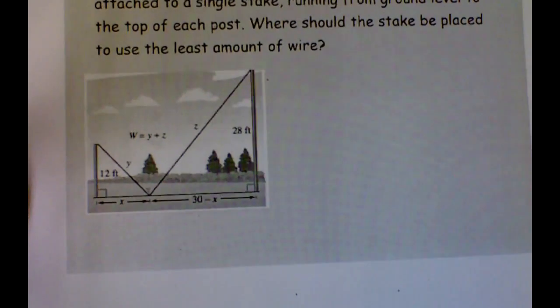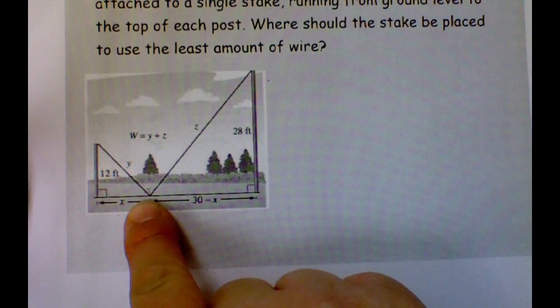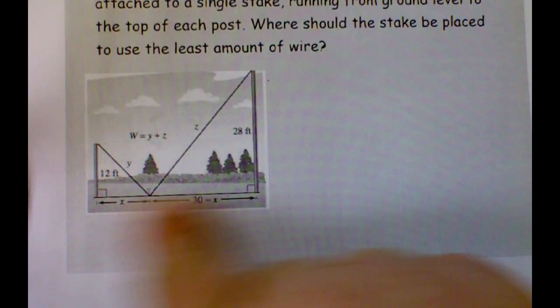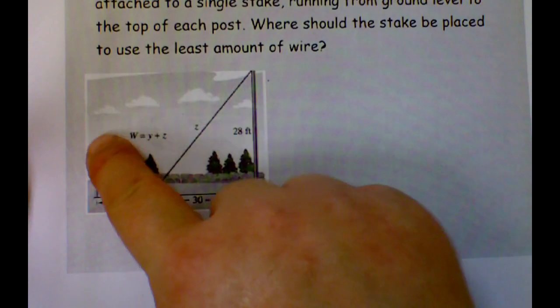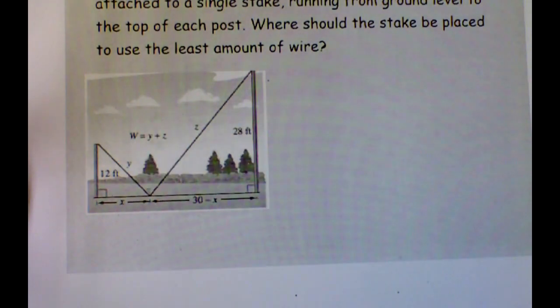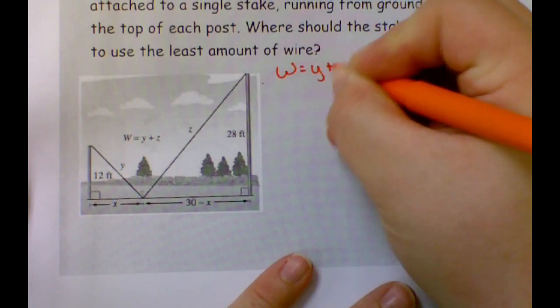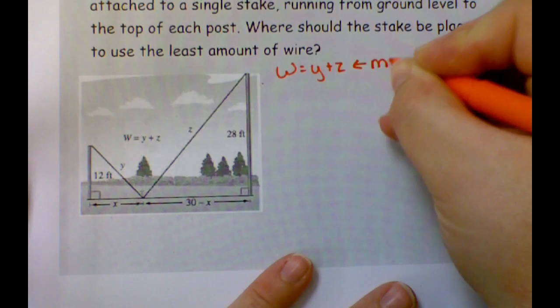So we have a picture here. A 28-foot post, a 12-foot post. This is going to be x, this is going to be 30 minus x, because they're 30 feet apart. I want y plus z to be the smallest it can possibly be. So we're going to use this w equals y plus z. That is what we are trying to minimize.